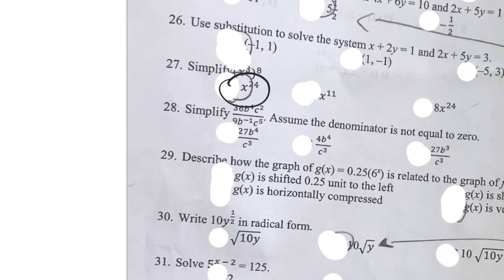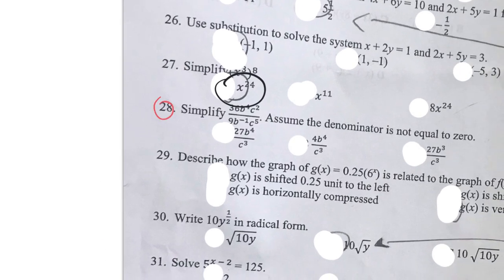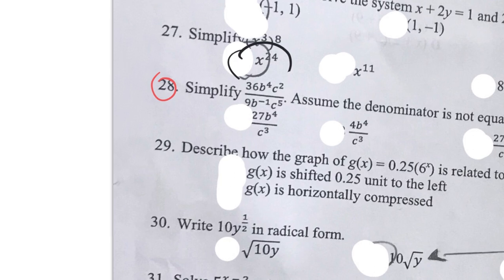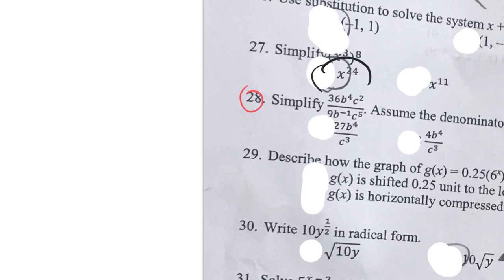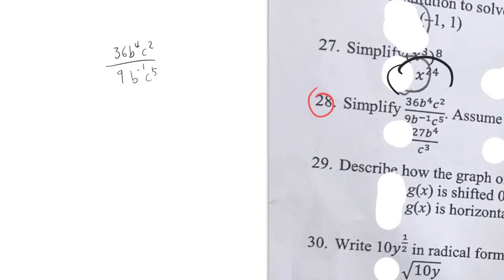Okay, so looking at the next one, problem number 28, simplify all of that. Well, let's see, that's a lot, isn't it? So I'll just rewrite it over here. We have 36b to the 4th times c squared all over 9b to the -1 times c to the 5th. Okay, so what I like to do with these is separate everything into silos. So we have the B silo, and we have the C silo, and we have the regular number silo.